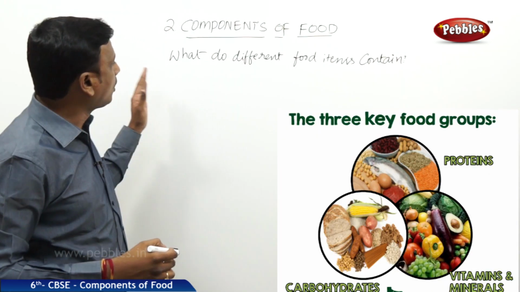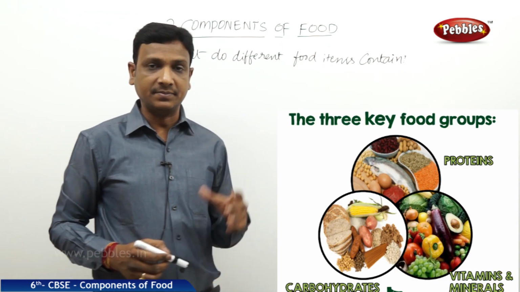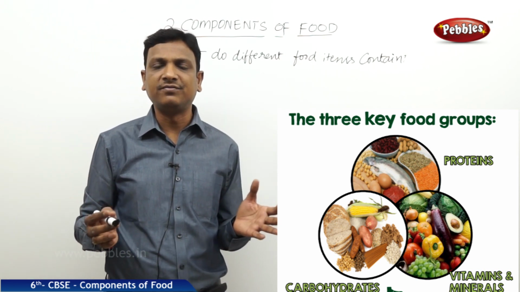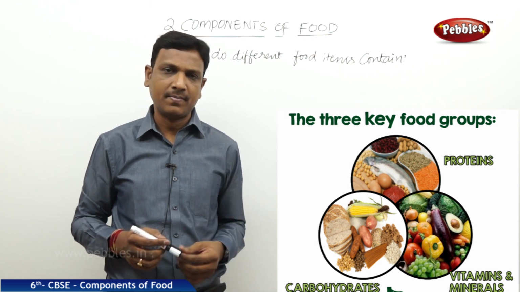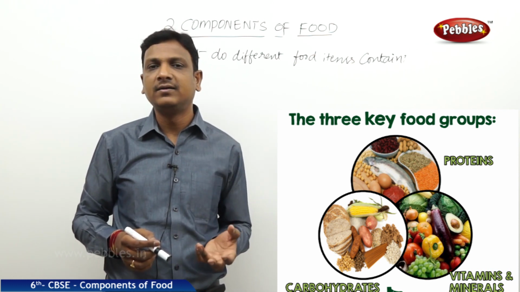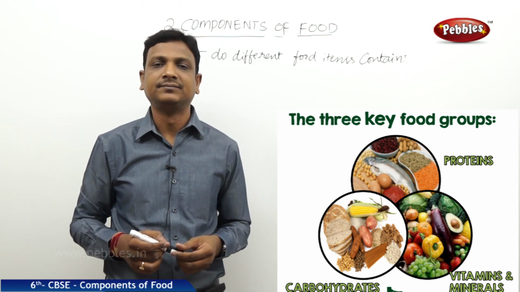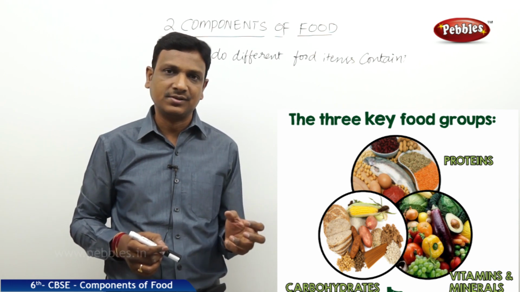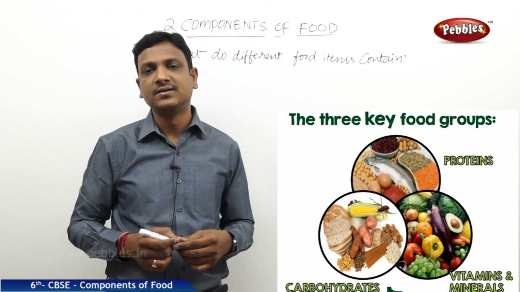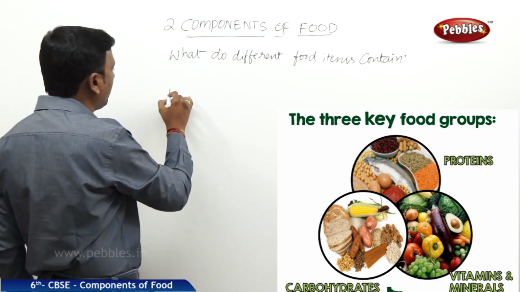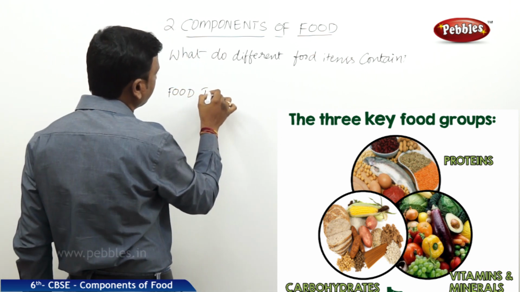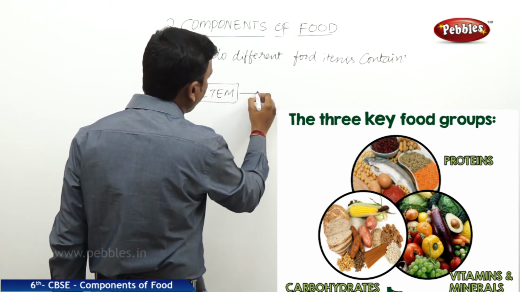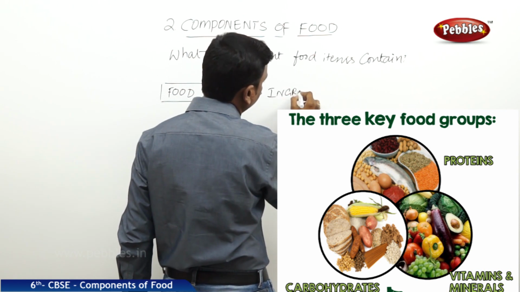So let us see the first one. What do different food items contain? In the previous lesson, we have seen the food items are made up of different ingredients. Idli is made out of urad dal and broken rice. So this rice and urad dal mix, in combination with salt and water, makes the idlis. Those are the ingredients. So any food item you take is made up of ingredients.